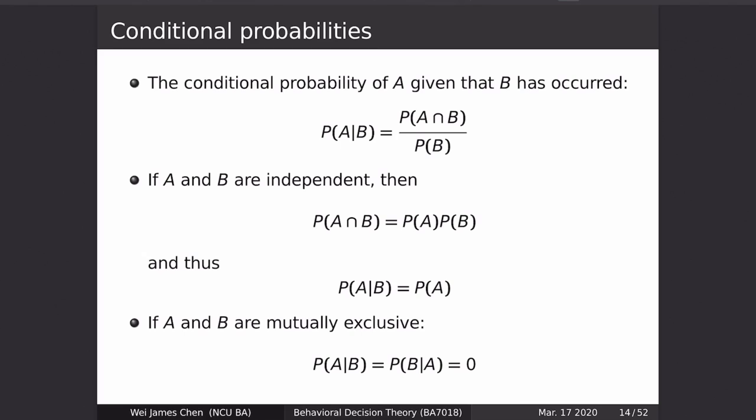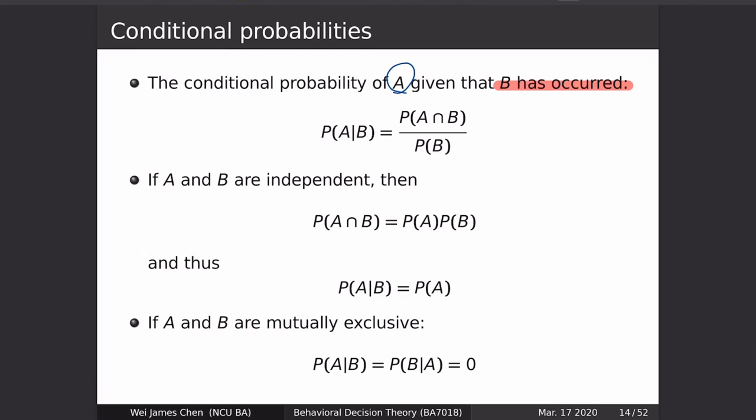So, conditional probability. What is conditional probability? The idea is like this. We want to know the probability of A, still the event A, given that B has already occurred, or B already happened. Okay? So B has occurred. We already know that the coronavirus has happened. What is the probability that the number of people in Taiwan affected becomes more than 1,000? What's the chance of that happening?